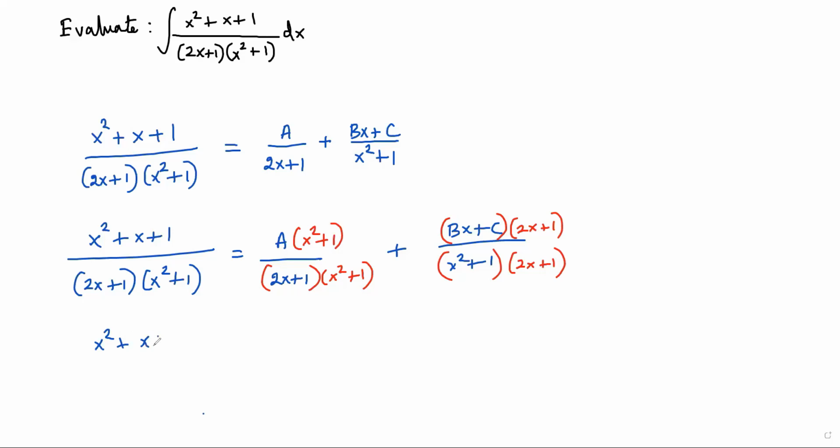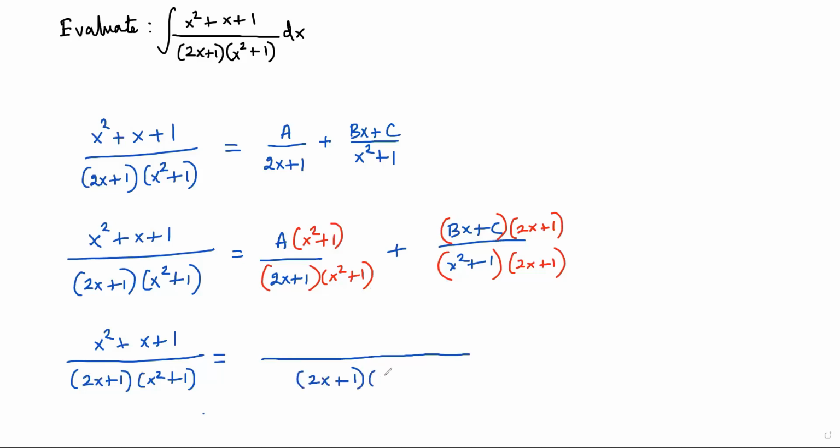So (x² + x + 1) over (2x + 1)(x² + 1) equals... here I have the same denominator for both fractions, so I can take the denominator in common, (2x + 1)(x² + 1). The numerator of the first fraction is A times (x² + 1), plus the numerator of the second fraction, (Bx + C) times (2x + 1).